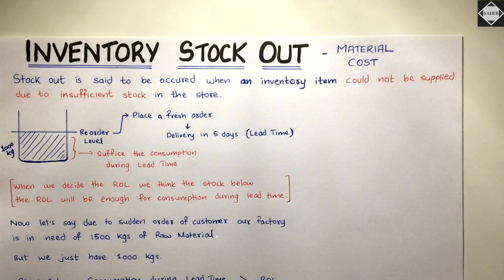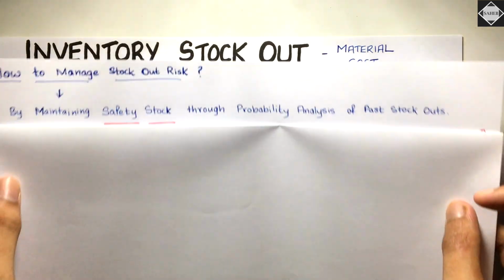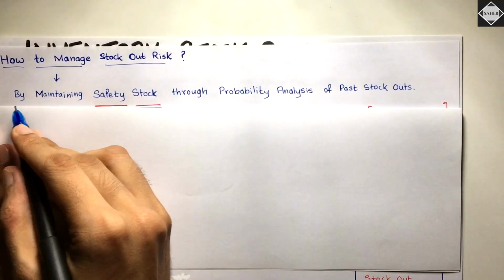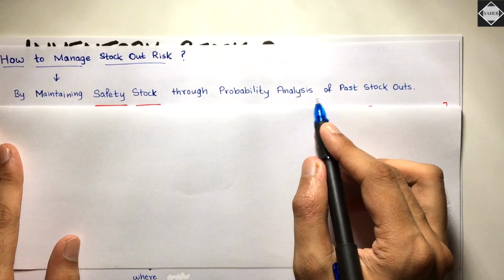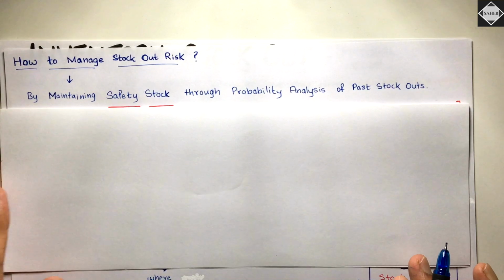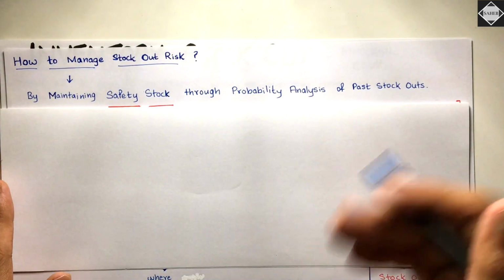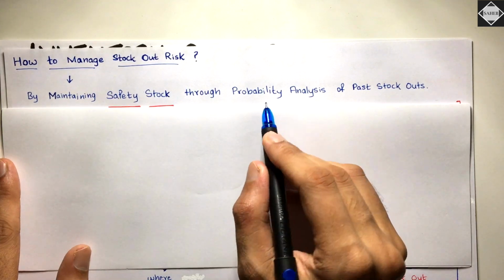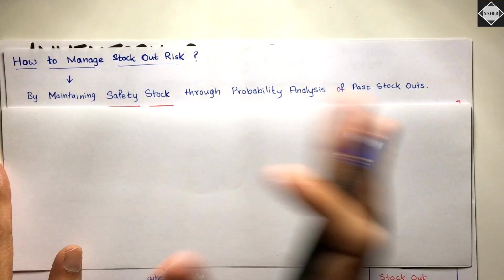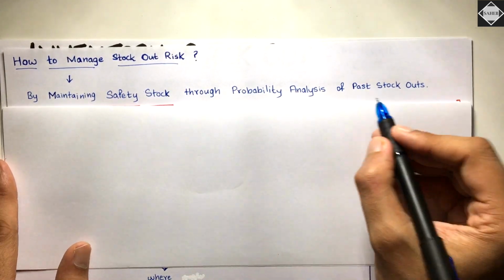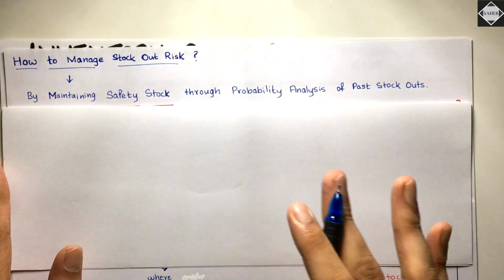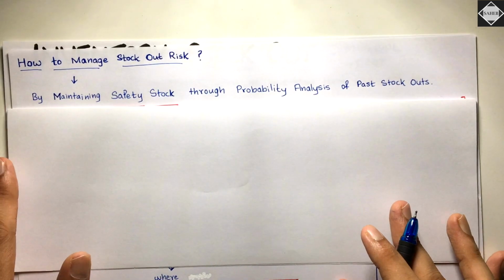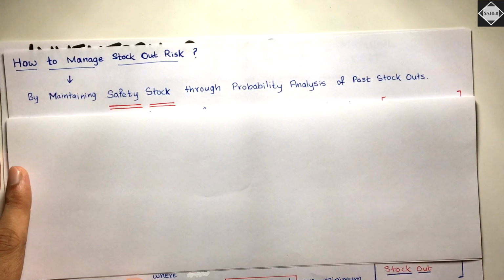So let me tell you, we have a concept of safety stock. By maintaining safety stock through probability analysis of past stock out, as I said, we are going to study the stock out risk. And how are we going to do that? Through probability analysis, and the data will be the past history of our organization when there were stock outs in our store. Is it clear? So we'll do that, and we will maintain safety stock.